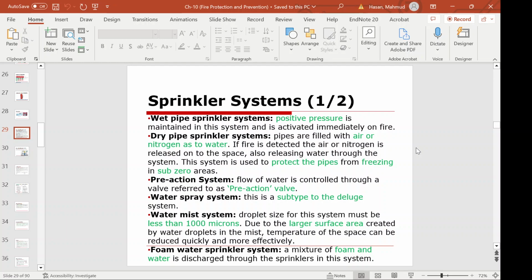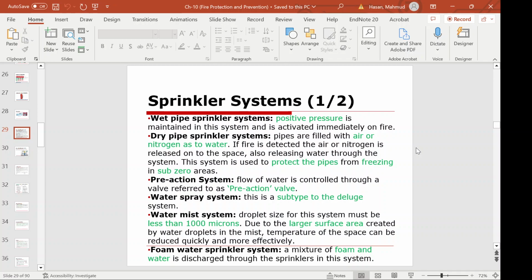There is also a pre-action system, in which the flow of water is controlled through a valve referred to as the pre-action valve. So you control the valving, okay, the flow of water through this valving system. Water spray system, okay, you spray water. This is a subtype of the deluge system, and you'll see what a deluge system is. But basically you spray water in a particular place rather than the whole house, whole room, okay.